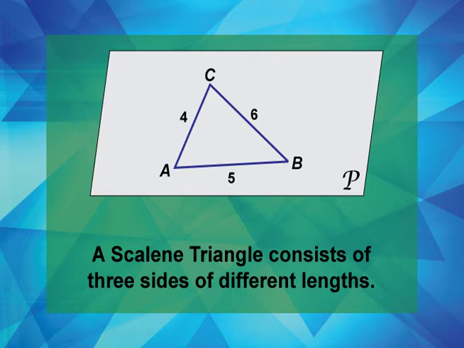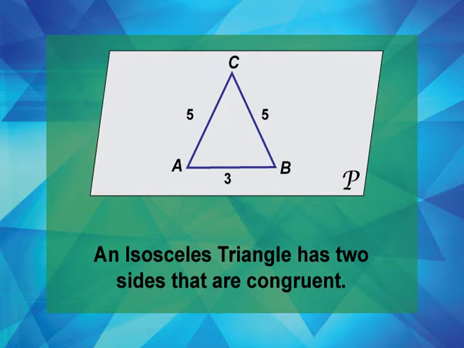The second scenario is when two of the sides are congruent. An isosceles triangle has two sides that are congruent. Triangle ABC has two sides of length 5 and one side of length 3. It is an example of an isosceles triangle.